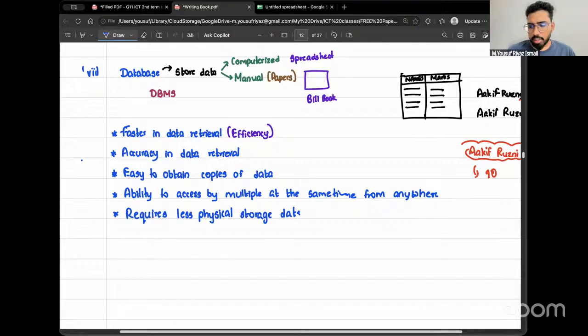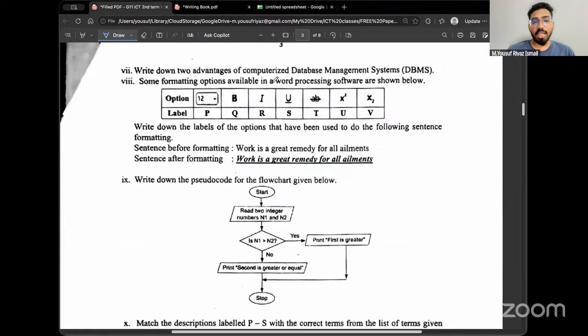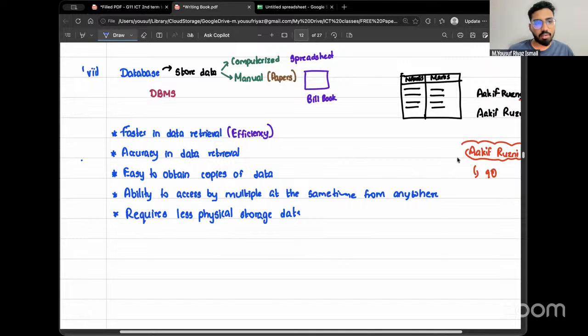What about the more convenient computerized system? How is it more convenient? That's what the question is asking. It's like you're saying the computerized database is more advantageous. You can't just say more advantage. You have to say what this advantage is. You have to be specific in your answer. So just mentioning it's more convenient is wrong.